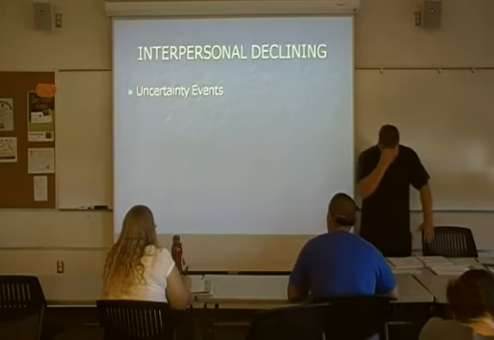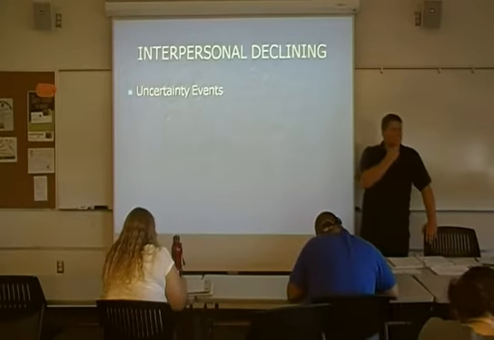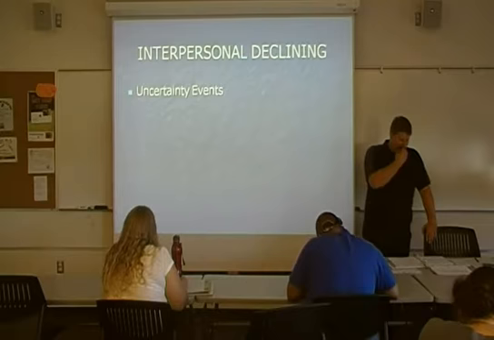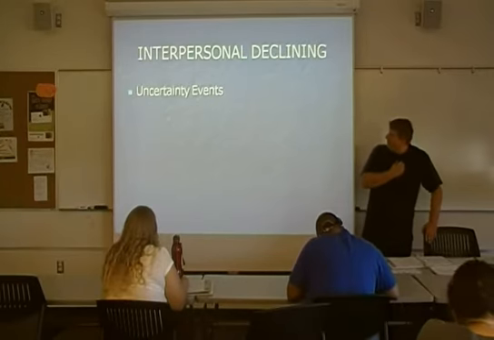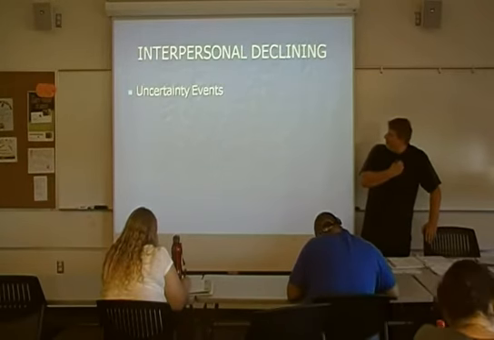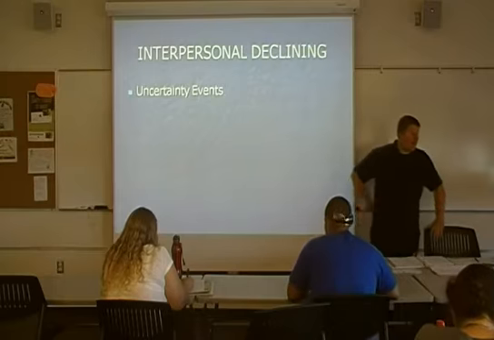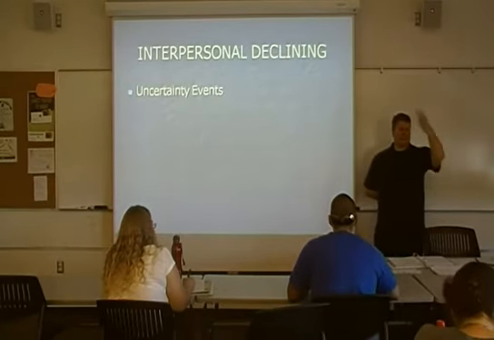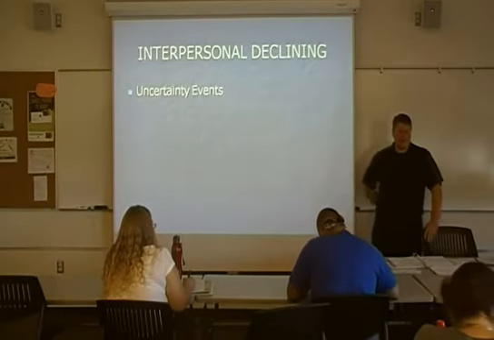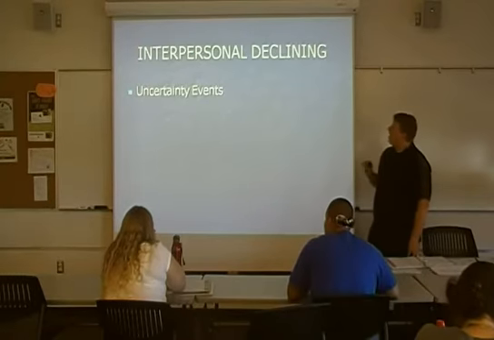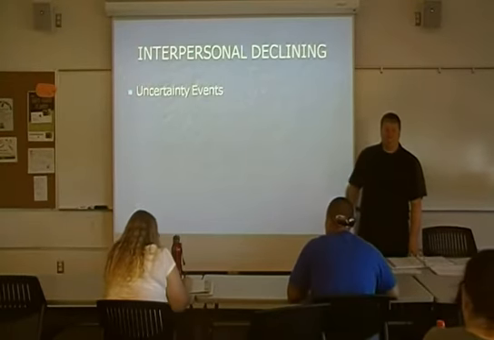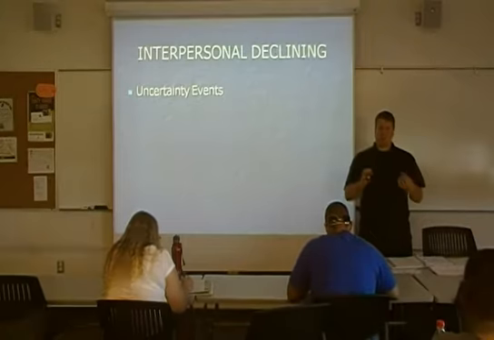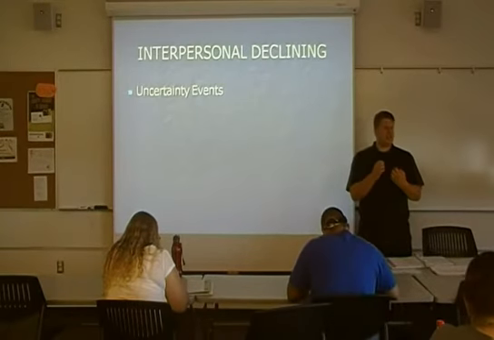Now, the book actually has a third category in here, uncertainty events. I cannot remember what their second category is on here. But for the life of me, I could not draw a distinction between uncertainty events and what the number 2 thing was. So I'm only going to teach you this one. All right. A lot of times relationships decline because things come into the relationship that create uncertainty.